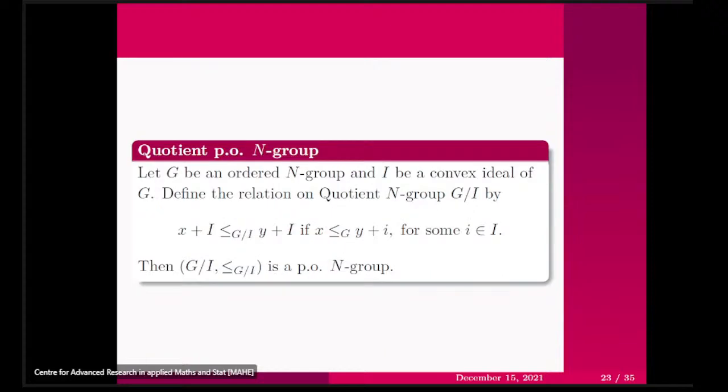Now we define the quotient partially ordered N-group. Let G be an ordered N-group and I be a convex ideal of G. We define the relation as x + I ≤ y + I if x is less than or equal to y + i for some i belonging to I.